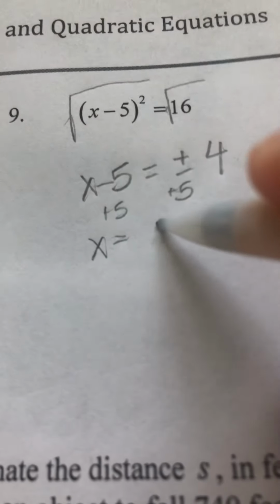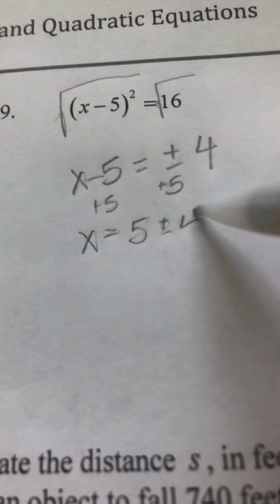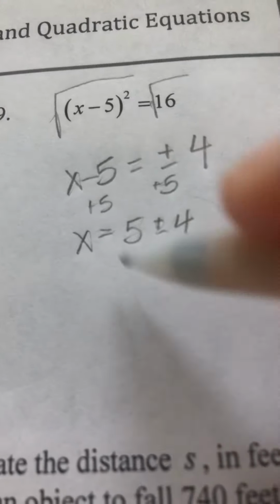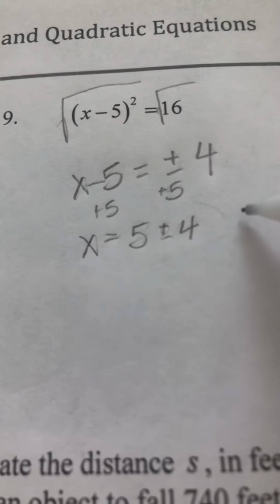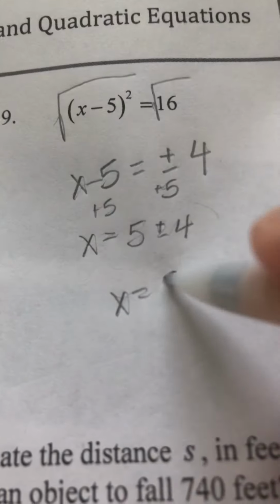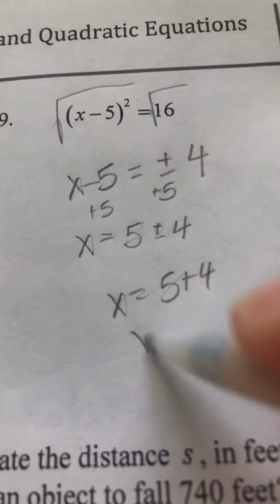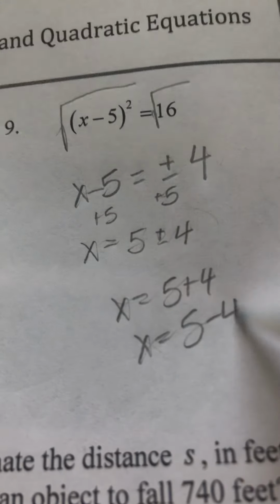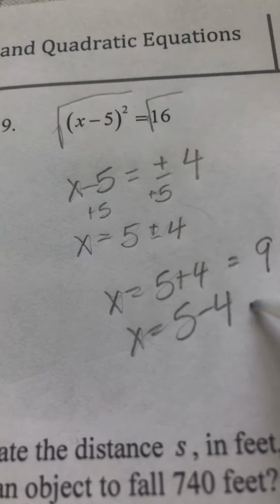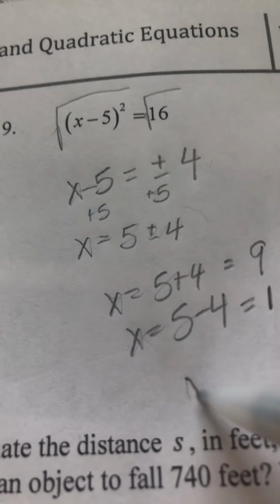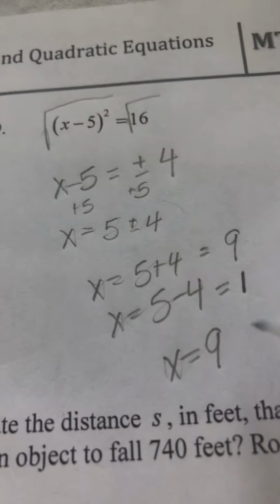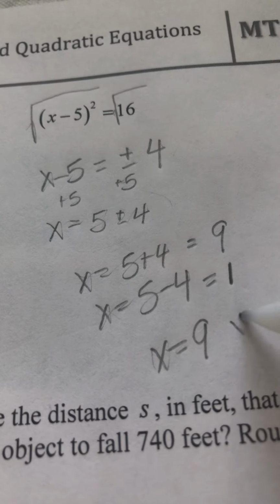Watch this, you guys. On this, you actually have to go through and get numerical values because you can do these problems. So you get 5 plus 4 and 5 minus 4. 5 plus 4 is 9. 5 minus 4 is 1. So the two solutions are 9 and 1.